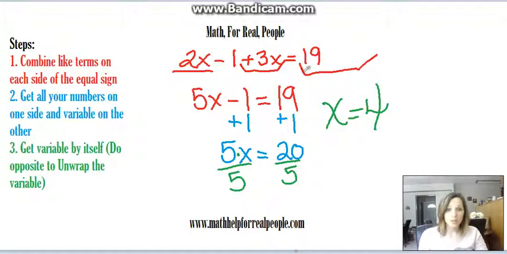You only had to do it one time in this case. You started to unwrap your variable, and you got all the numbers on one side and variables on the other. Then you got the variable by itself. You can always plug it into the original equation. You always want to plug into your original in case you made a mistake somewhere.